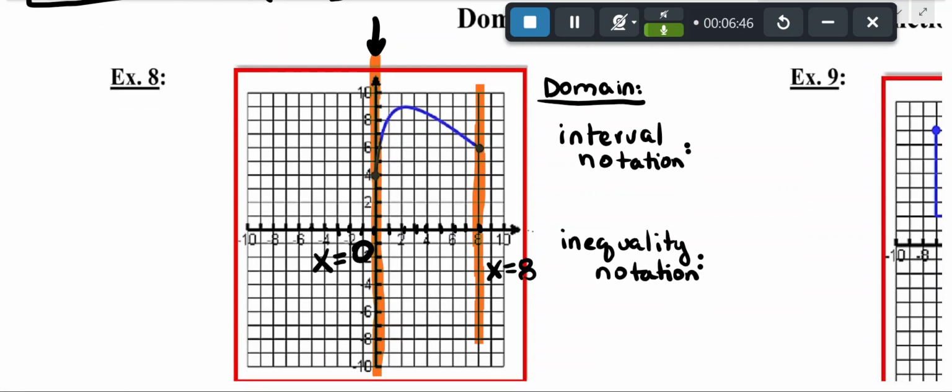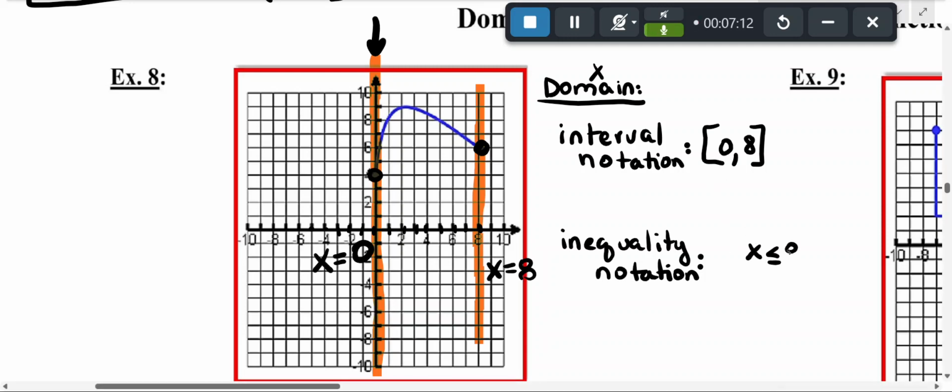Okay. So for interval notation, you'll notice that both of these are closed circles right here and right here, okay? So that means that it starts at x equals 0 and it ends at x equals 8. Now, to turn this into inequality notation, remember that domain is x. So we know that x is going to be less than or equal to 8, greater than or equal to 0. They're both brackets, so that's why both of these have equal signs.